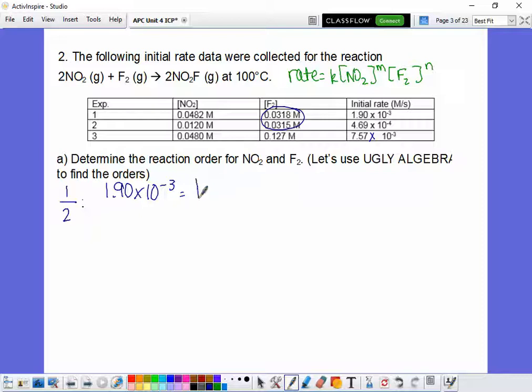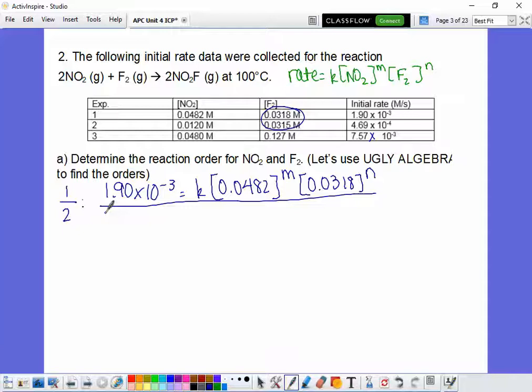Equals some constant k, we don't know what that is, times the concentration of NO2 in experiment 1, which is 0.0482, raised to some power m, times the concentration of F2 for experiment 1, which is 0.0318, raised to some power n. And now we're going to take that entire thing and divide it by that same rate law, but now with information from experiment 2 in it. What's the rate for experiment 2?